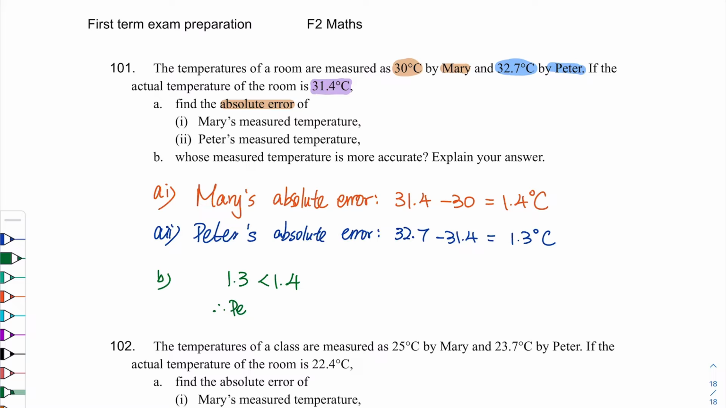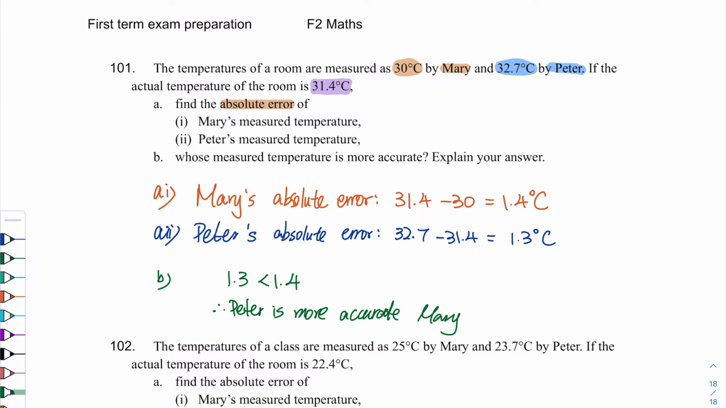So Peter is more accurate than Mary. But is this enough? This should be a 2-mark question. Even though I'm writing this, I prefer you explain a little bit what is 1.3 and what is 1.4. You can write in the exam: the absolute error of Peter is less than the absolute error of Mary. So Peter is more accurate than Mary. Easy? Good? Shall we try the next?